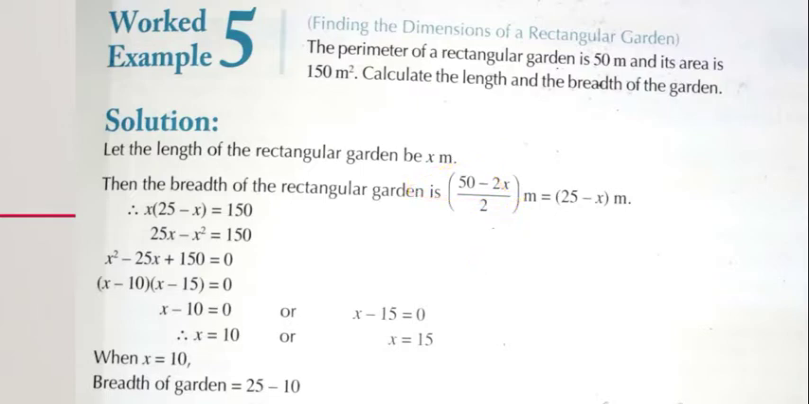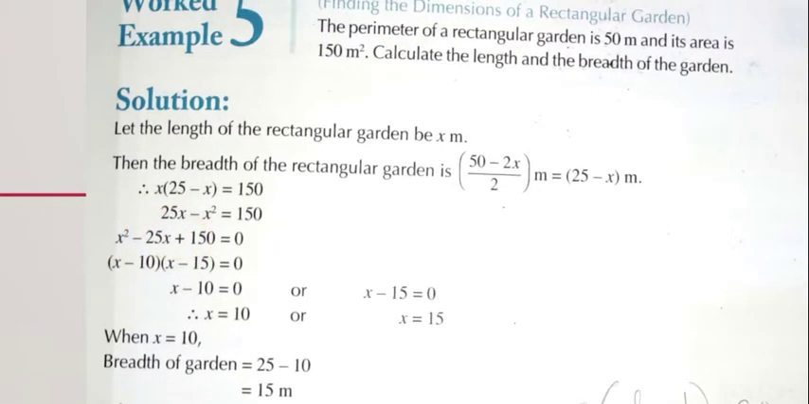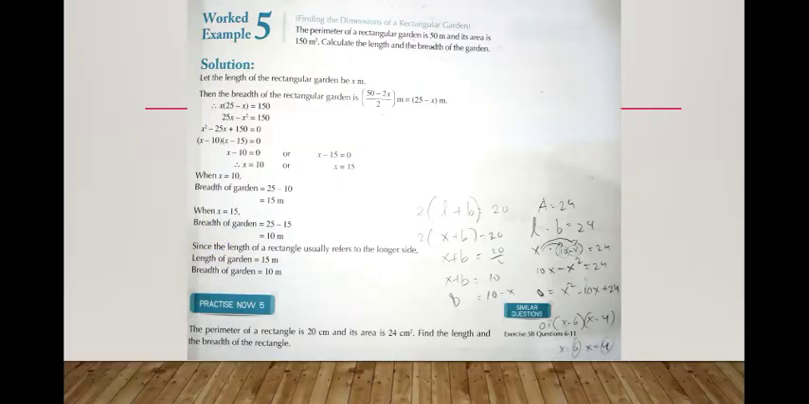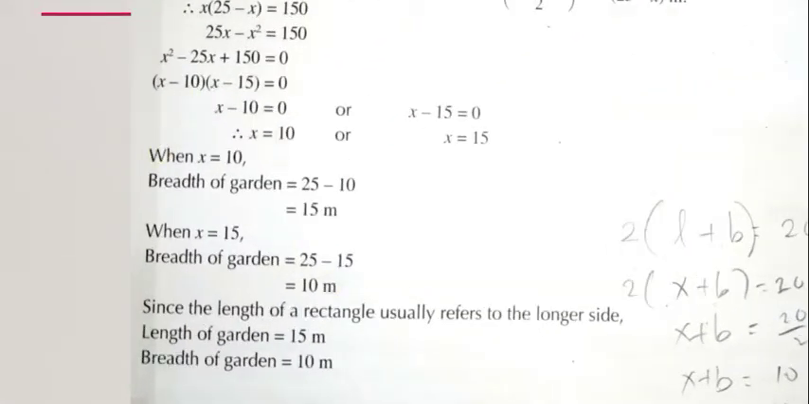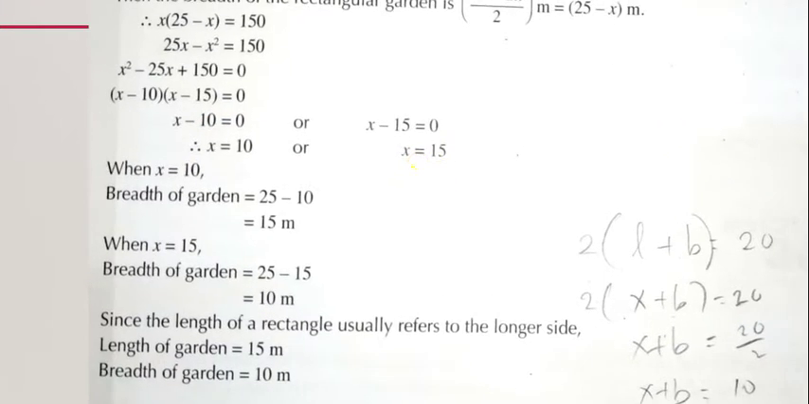Okay, so now what they do here is they use the formula of the area, which is length times breadth, right? Length times breadth equals area, which is 150. And then expand the bracket, make sure the right side is 0, and then do the factorization method, same thing. So you will get x equals 10 or x equals 15.